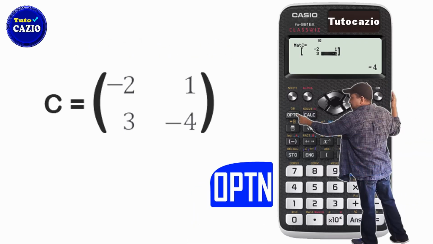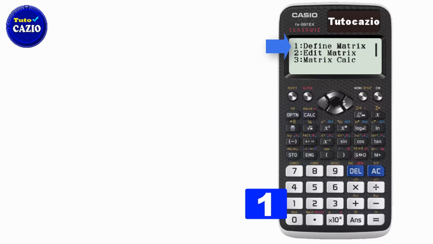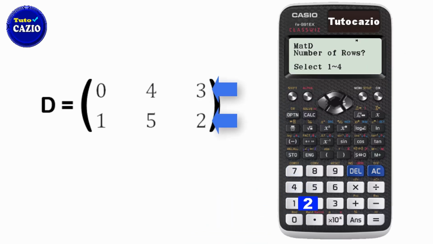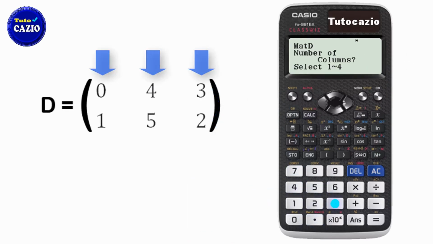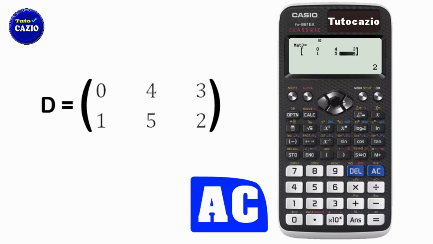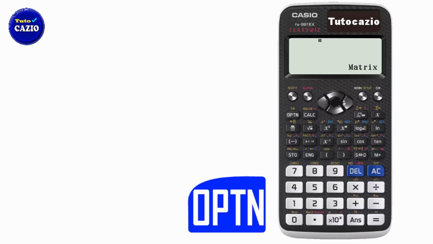Now we need its dance partner. Let's define the second matrix, say, Mat D. It has 2 rows and 3 columns. Something epic is coming. Can you feel it too?